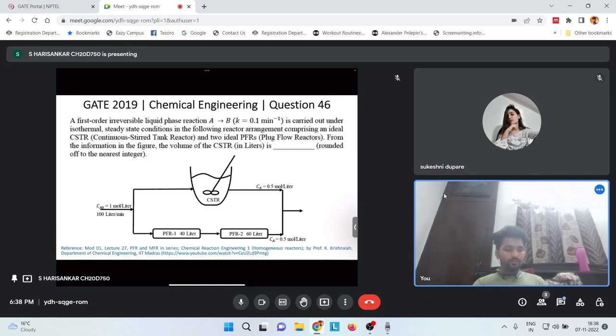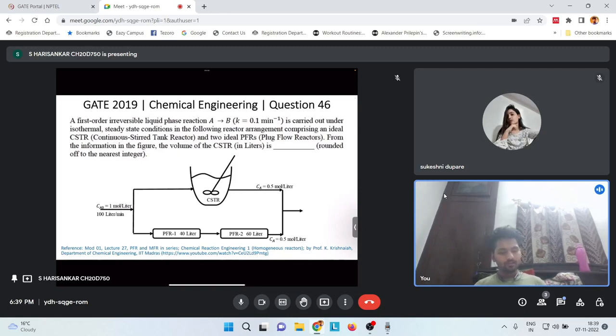This is a question from GATE 2019 Chemical Engineering, question number 46. A first order irreversible liquid phase reaction A gives B with reaction rate constant k equal to 0.1 minute inverse is carried out under isothermal steady state conditions in the following reactor arrangement comprising an ideal continuous stirred-tank reactor and two ideal plug flow reactors. From the information in the figure, the volume of CSTR in liters is dash rounded off to the nearest integer.